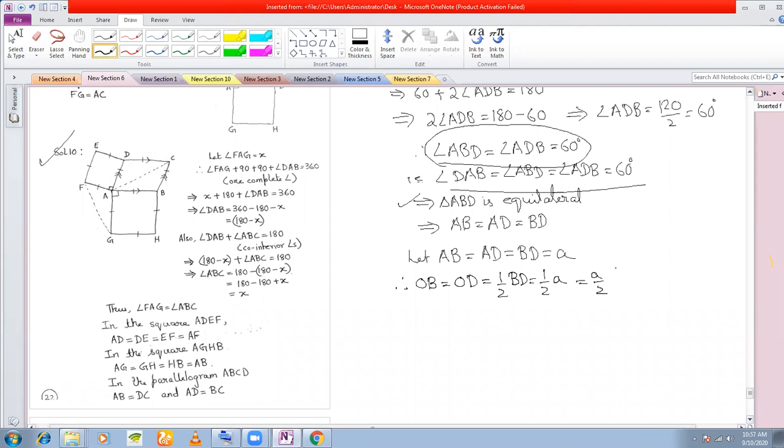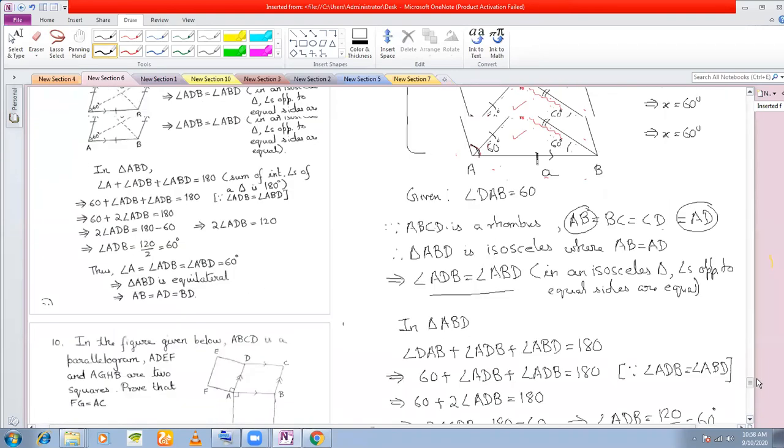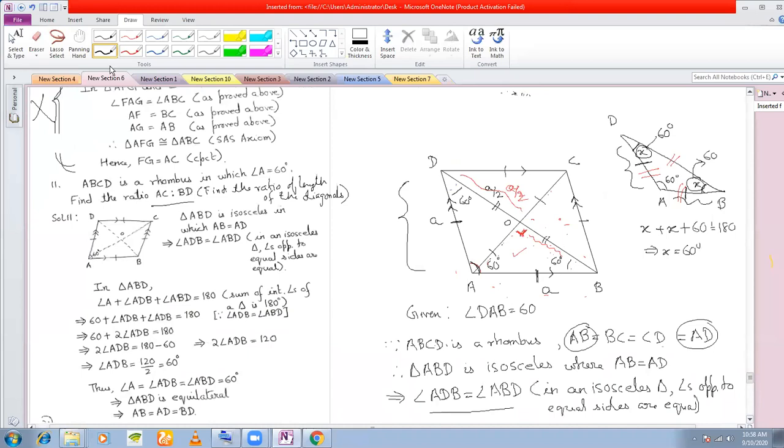Since the diagonals of a rhombus bisect each other. Okay. So therefore, what we have found is OB, OD to be A by 2, just as I have explained here. Okay. So now this side is my A by 2.